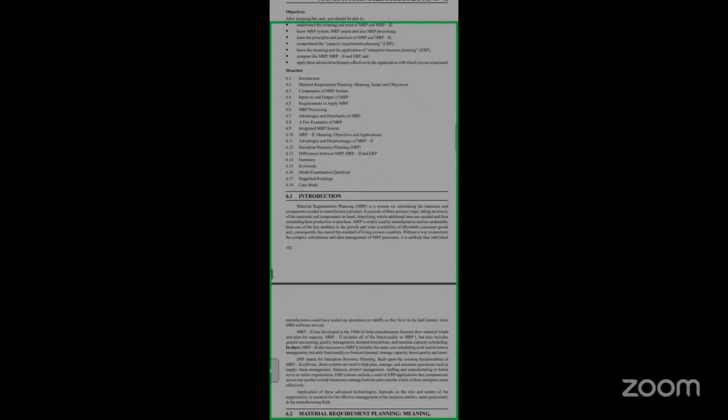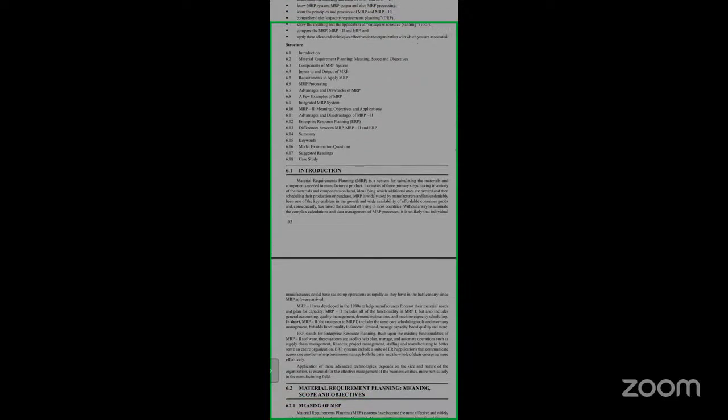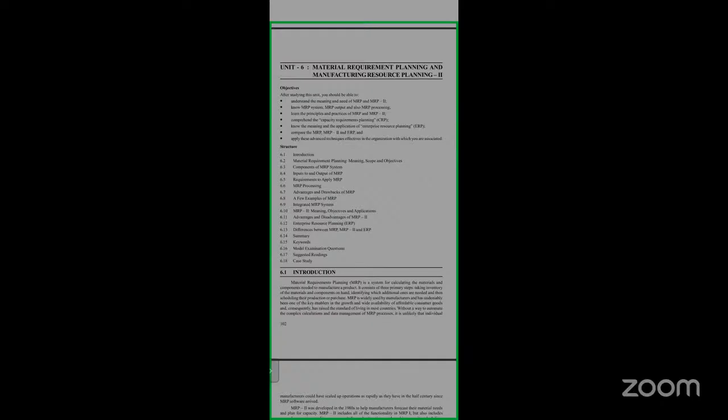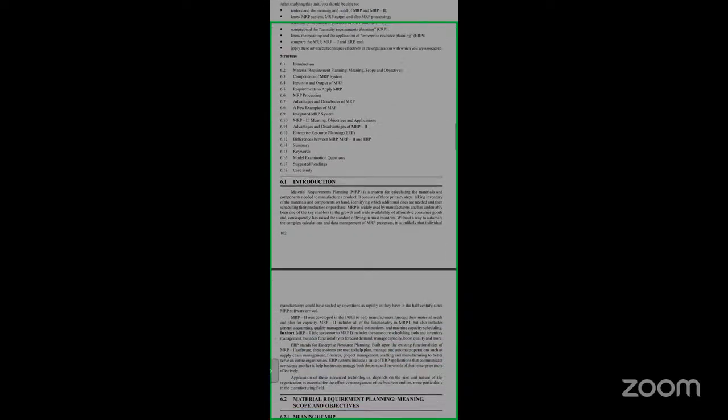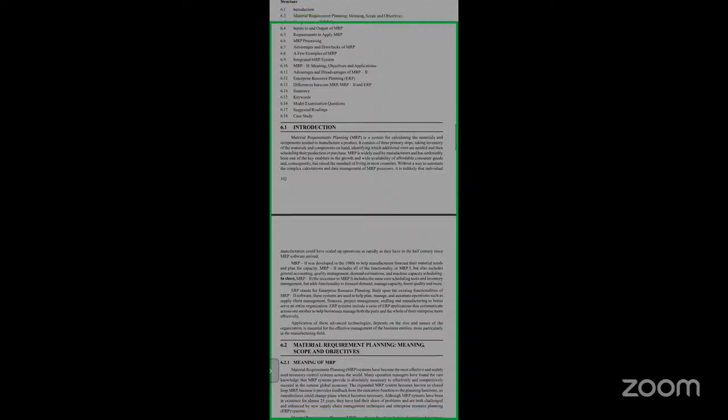So if you just look at here, that is MRP2. We have two things, MRP and MRP2. MRP, the first one, is material requirement planning, how you're planning. The next one is manufacturing resource planning. So two points we're going to discuss.